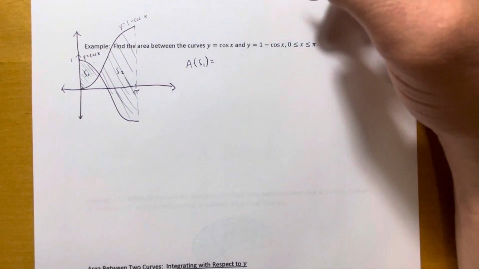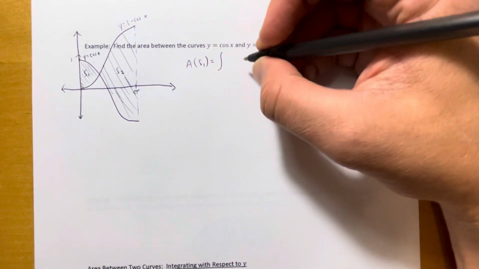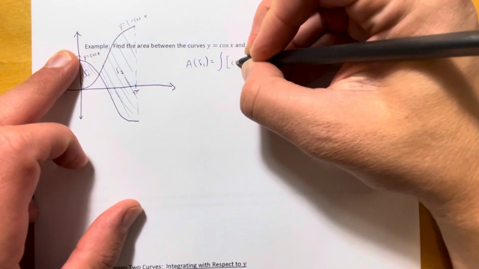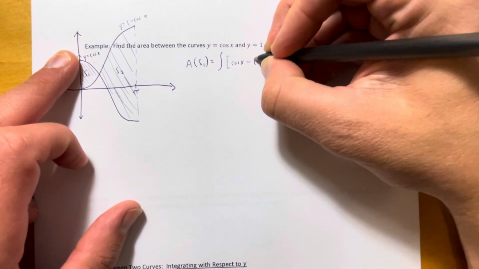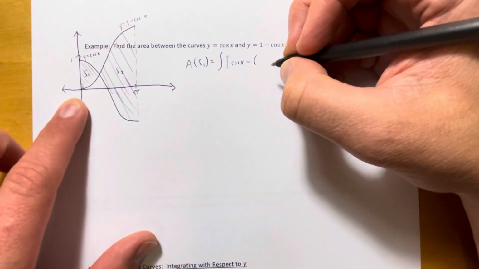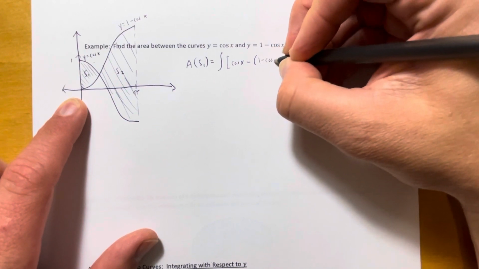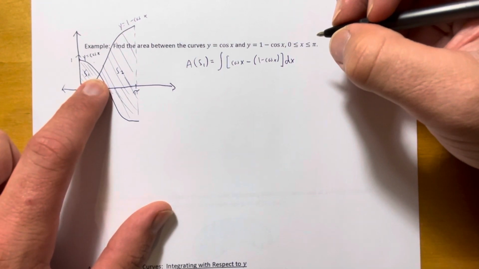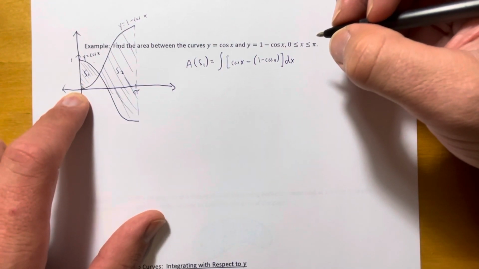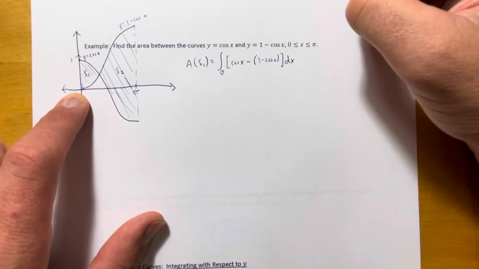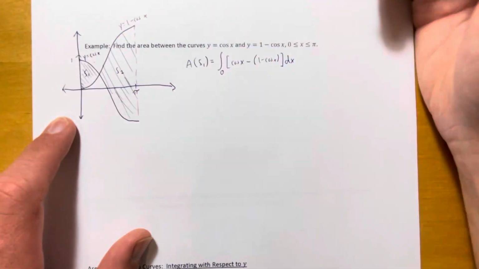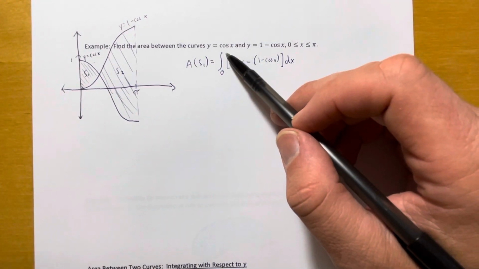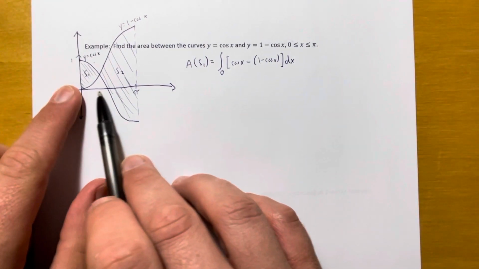So in order to find that area, I am going to set up a definite integral. And I'm going to do the high function, which is cosine of x, minus the low function, which down here is 1 minus cosine of x. But what I'm missing is my limits of integration. I can see pretty easily that the low limit of integration is 0, because that's where everything starts here. That's where we're also told that we're starting. But what about my upper limit of integration? It's not pi. Pi is way over here.